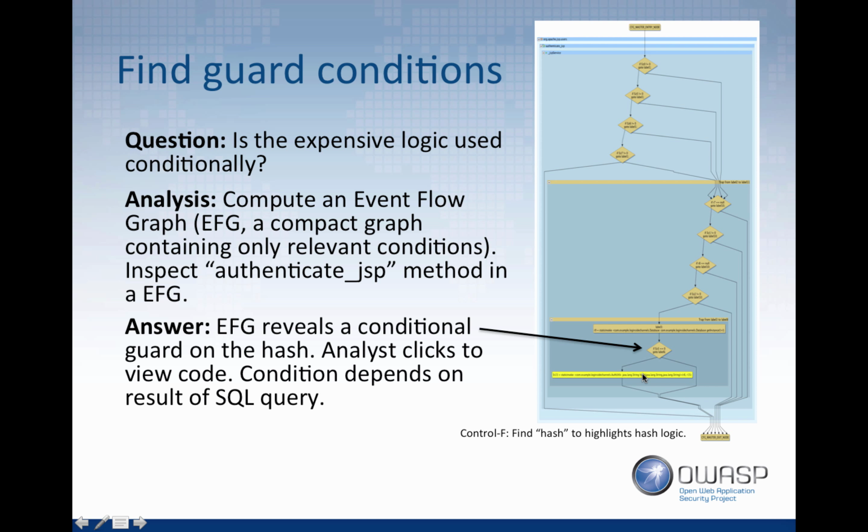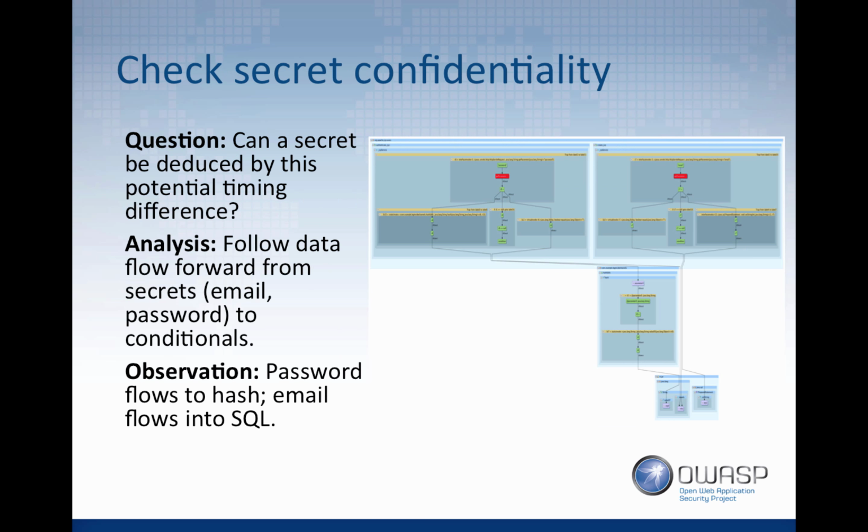So anyway, we see that there's quite a few conditions here, but the first one, highlighted in yellow, is the hash logic, and this is the first condition. So we just start inspecting these conditions systematically, and if you click on this condition, it jumps to the result of an SQL query. So just remember that. The next step is we found that something happens conditionally that's expensive, but is it tied to some sort of secret?